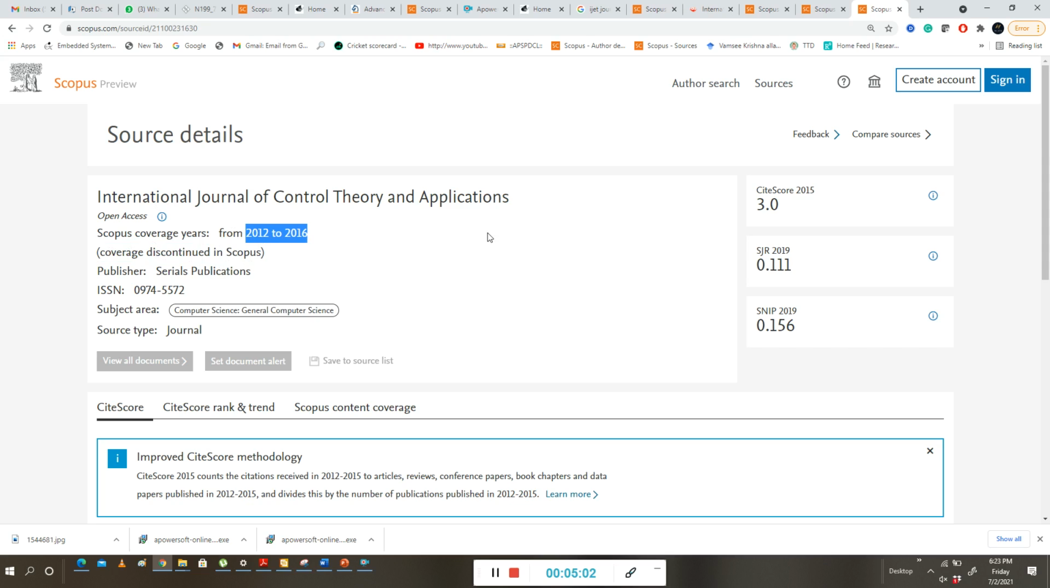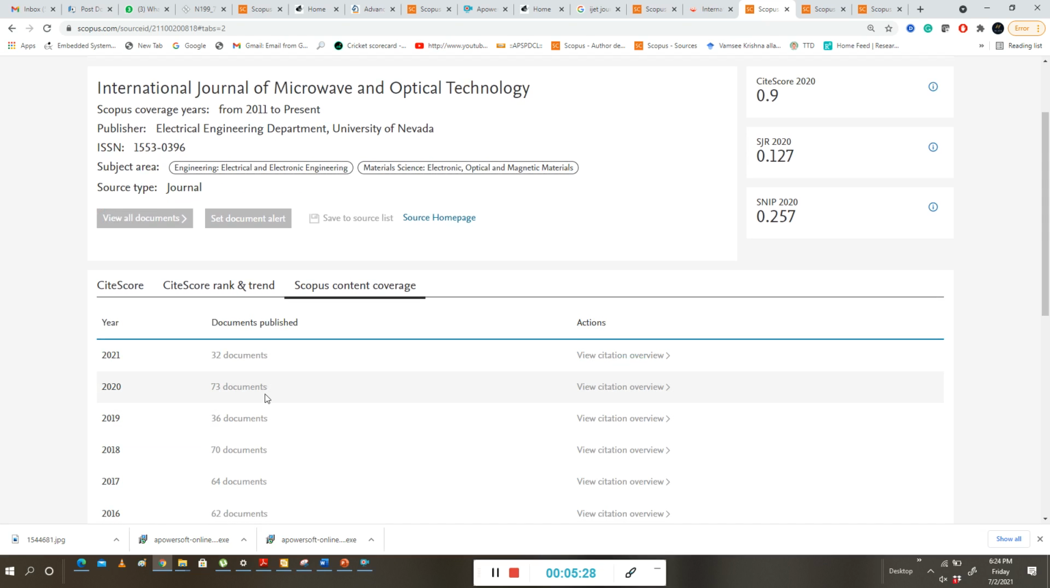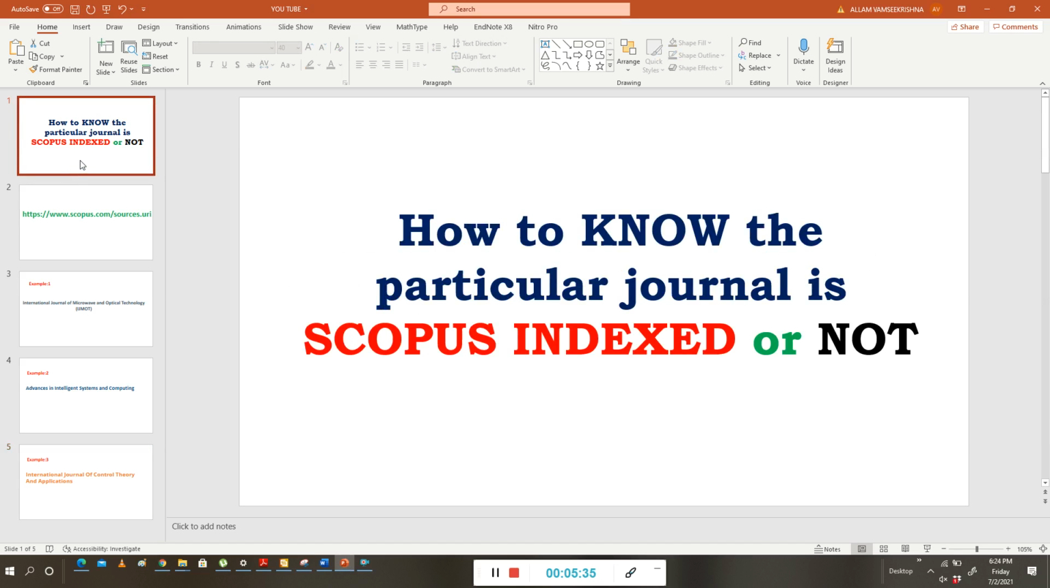So that means this IJCTA, International Journal of Control Theory and Applications, is not indexed in Scopus presently, right? So in this way we will see whether a journal is Scopus indexed or not. While you are publishing in any journal, please go through this and find out whether the journal is Scopus indexed or not. If it is indexed, go to the content coverage, then you will see how many documents are published in each year. So in this way we can know whether a particular journal is Scopus indexed or not. Thank you.